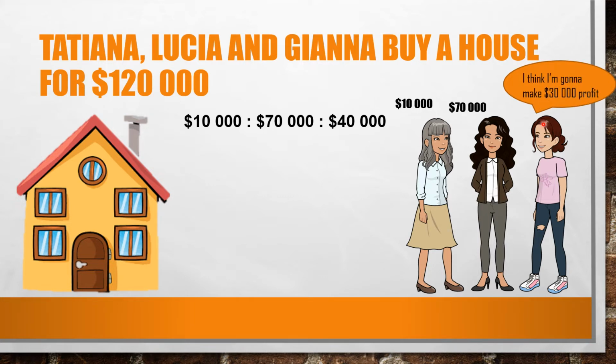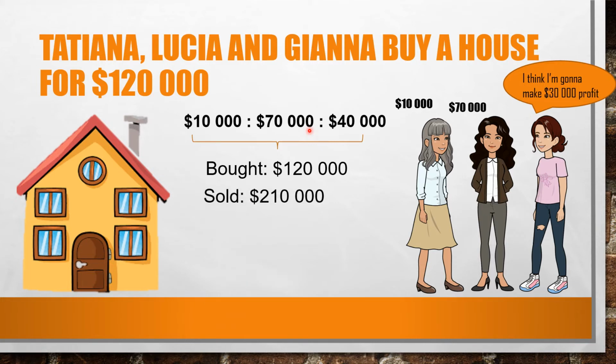Is Gianna correct? So first of all, let us find the total number of parts in the ratio, which is $120,000. They sold the house for $210,000. Now that we're talking about profit, we have to find out the profit they altogether made, which is $90,000. And now we have to find out how much profit Gianna made. And as I mentioned earlier, they shared the money in the same ratio in which they bought the house.